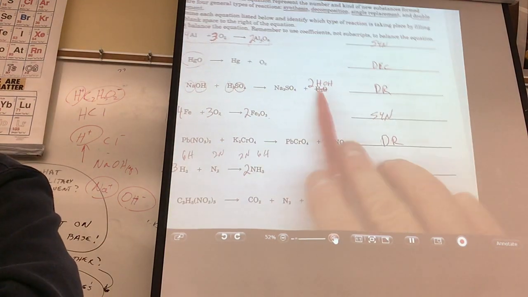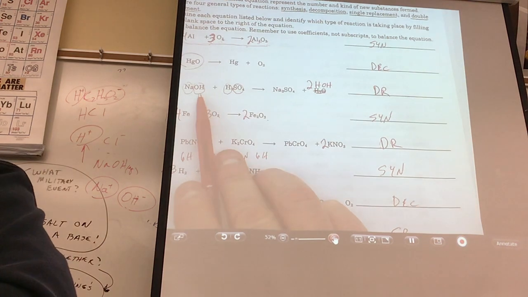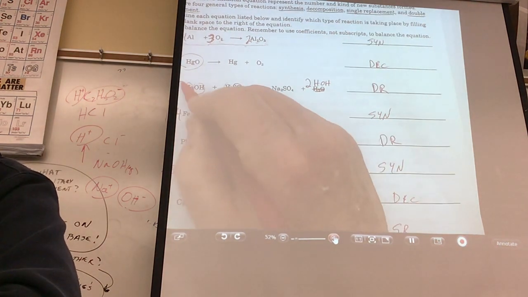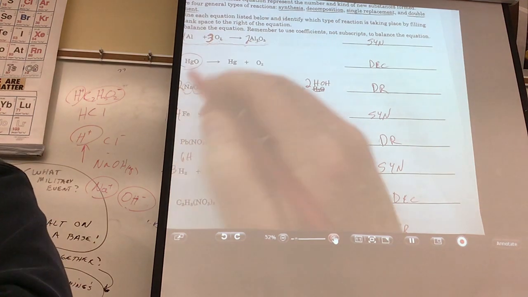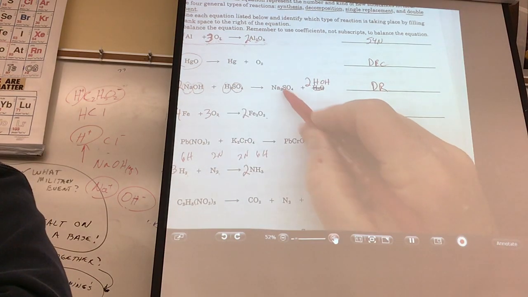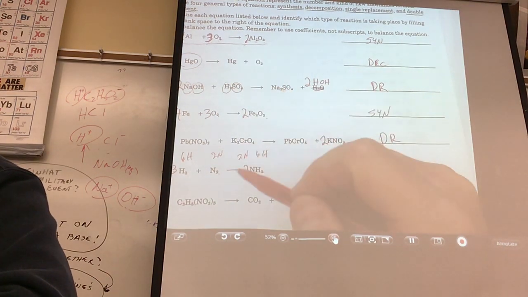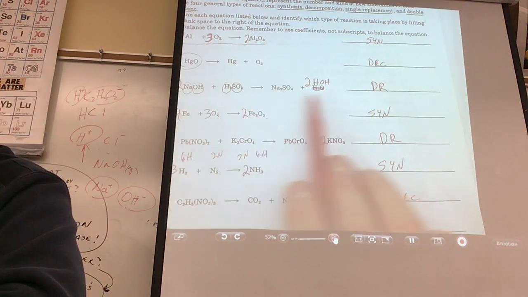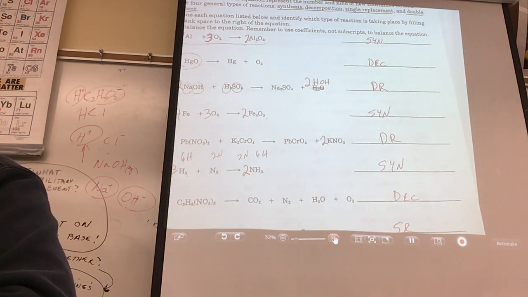So you had 2 hydroxides on the right side. How many hydroxides over here? 1. How are we going to fix it? Big coefficient, right? But then how many sodiums does that give you? 2. How about over here? 2. Now they're balanced. Everybody get that? Scan. Can this be reduced? No. What do you think?